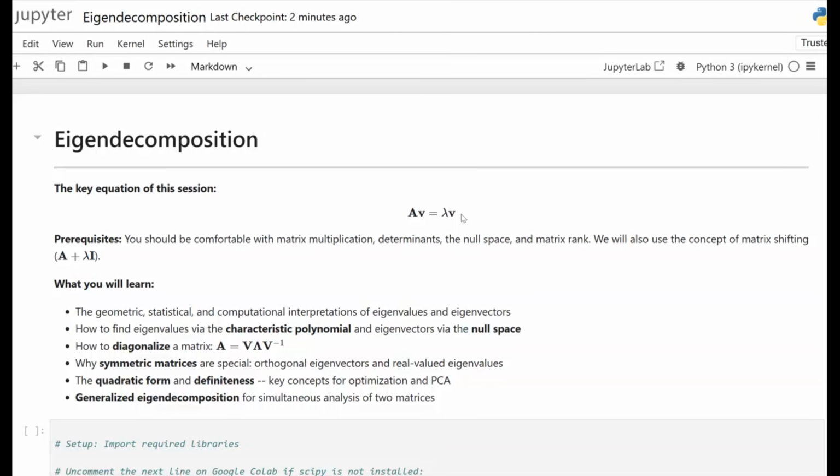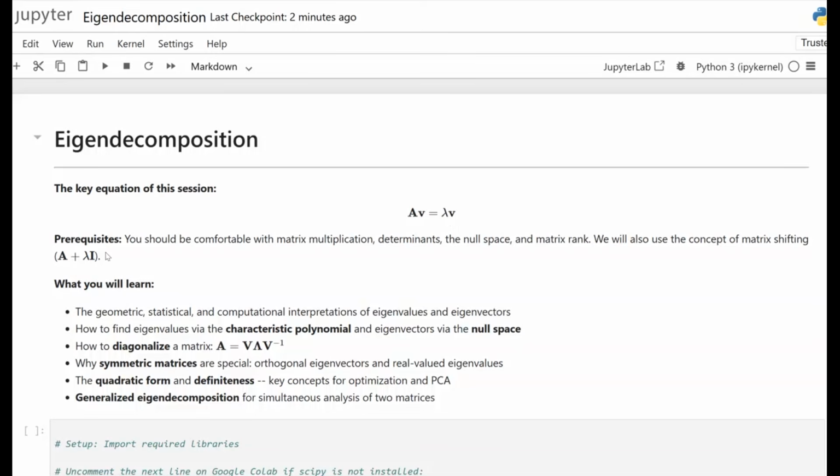And this exact equation says, when matrix A multiplies a special vector V, the result is simply that same vector scaled by this number, lambda. Here the vector V is an eigenvector and the scale lambda is its corresponding eigenvalue. Finding all such pairs, lambda and V, is what eigendecomposition is all about.